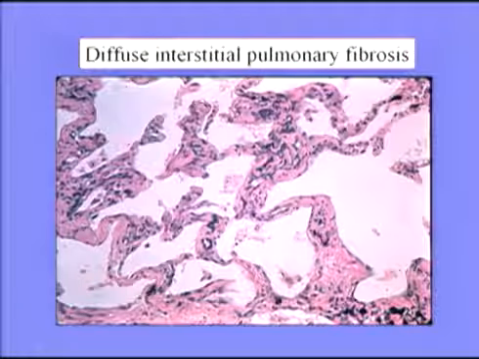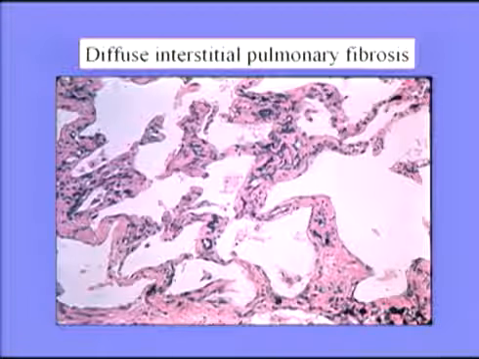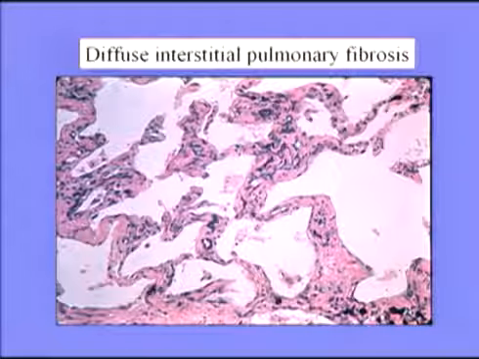Another feature is that the capillaries are few and far between. I can see one here, I can see one here, another one here perhaps, but what's happened is that the laying down of the collagen has obliterated many of the capillaries. So a reduction in capillary blood volume is a feature of diffuse interstitial pulmonary fibrosis.